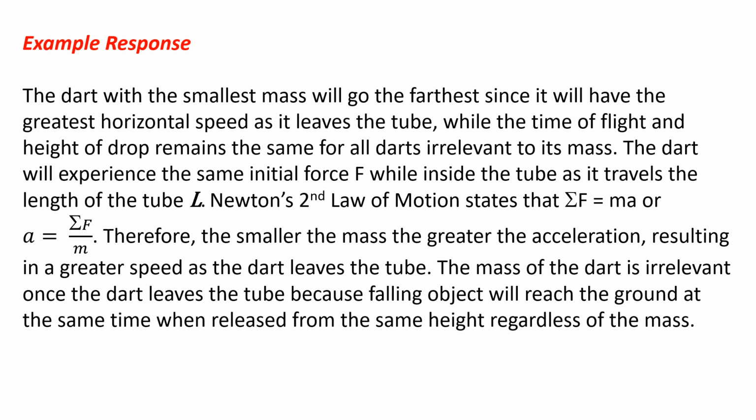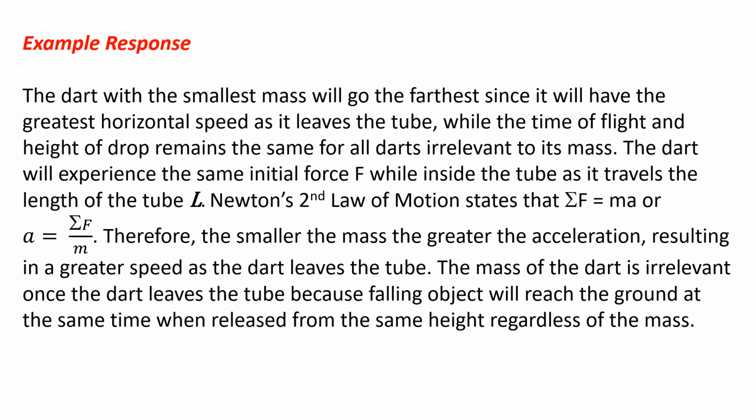Newton's second law of motion states that net force is mass times acceleration, or acceleration is the net force divided by mass. Therefore, the smaller the mass, the greater the acceleration, resulting in a greater speed as the dart leaves the tube. The mass of the dart is irrelevant once the dart leaves the tube because a falling object will reach the ground at the same time when released from the same height, regardless of the mass.